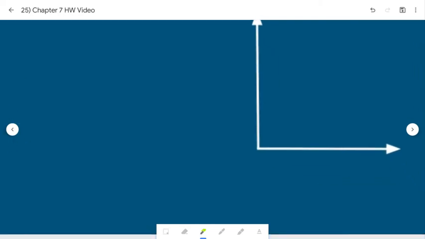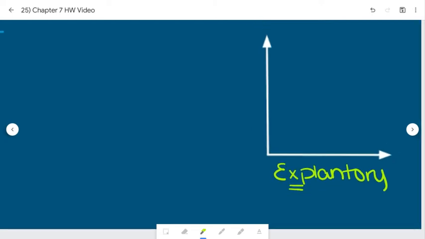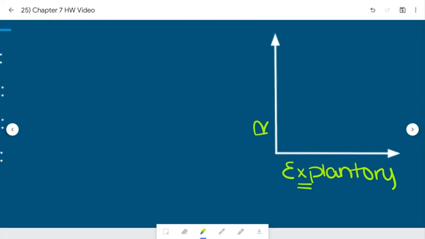Explanatory is going to be our x-axis always. That's always the case. And it kind of explains why we get a certain response. So our x value is explaining the response that happens in the y.